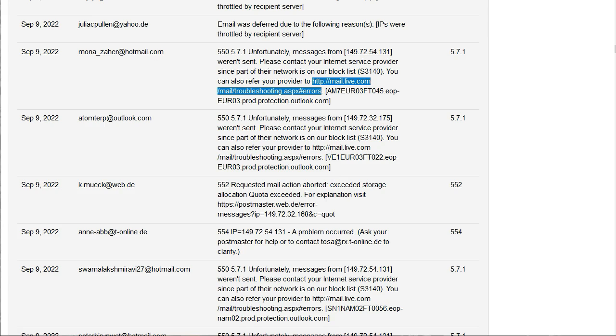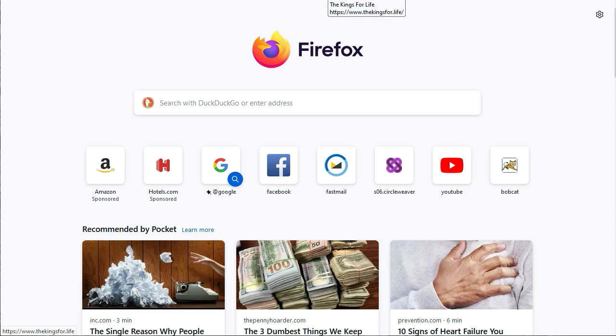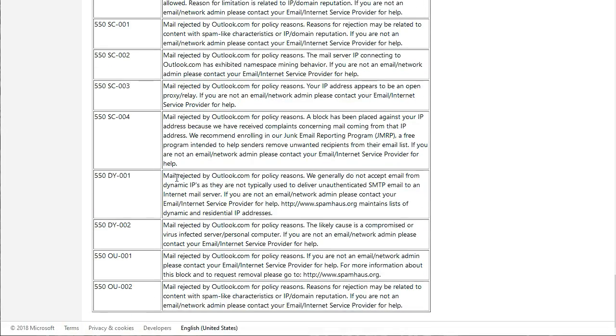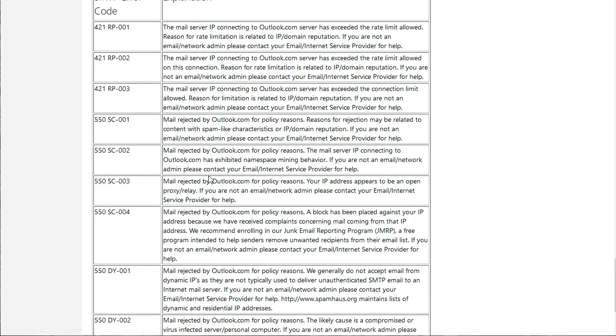Hotmail and Outlook.com are the same thing somehow. I don't really realize that, but I think this one just gives you SMTP error codes. Okay, and who knows why. You know, mail rejected for policy reason, a block has been placed against, it could be this one. I didn't notice that number in the message.